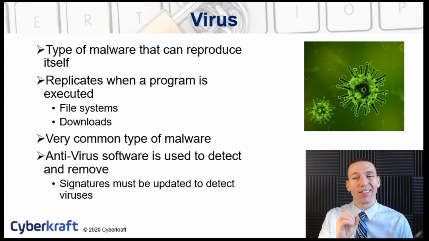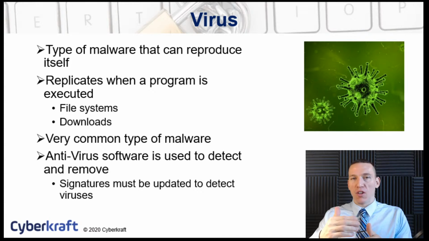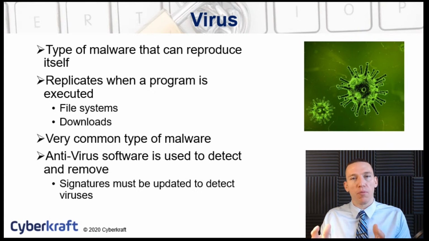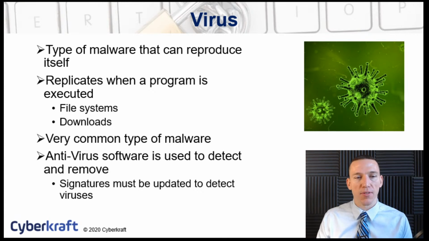A virus, again, is a type of malware that can reproduce itself. It could create another copy of itself. Viruses will replicate when a program is executed, most likely. And this is how you have Trojan horses. A Trojan horse is a type of malware that would act as a legitimate piece of software. You would download what you thought was a legitimate file and execute it, and that legitimate file might do what it said it was going to do, but it would also include a virus. And when you execute that file, a virus would infect your target device.